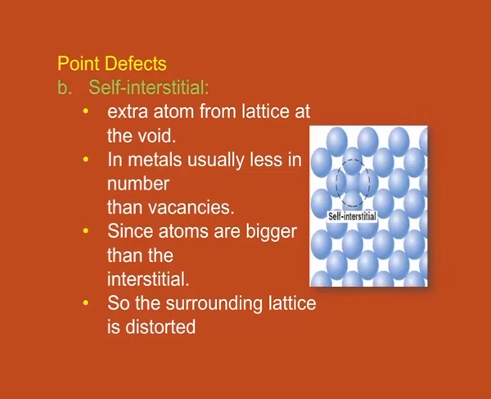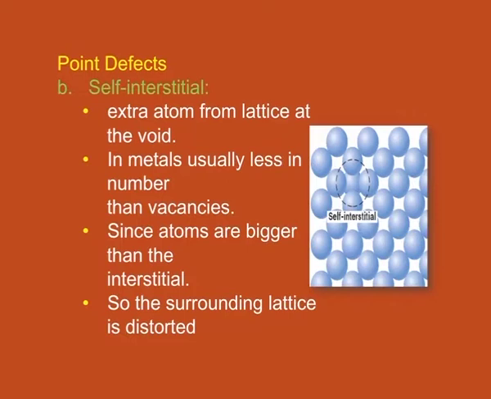In metal, usually we do not find self interstitial because the metallic atoms are so big that their presence in the voids disturbs the surroundings of the lattice. That is why rarely we will find self interstitial in metallic lattice. As you can see in the figure on the left hand side, the dotted circle represents a self interstitial in the lattice.